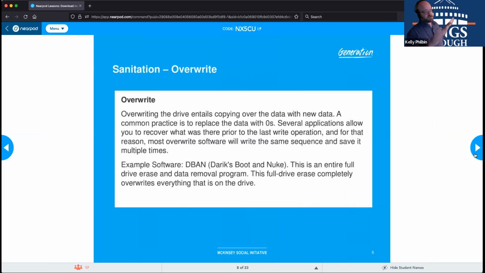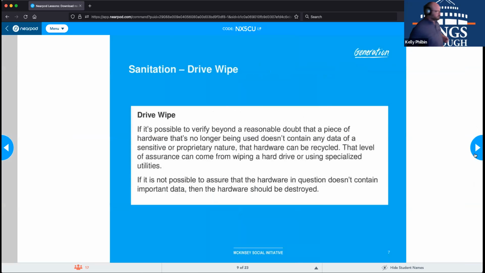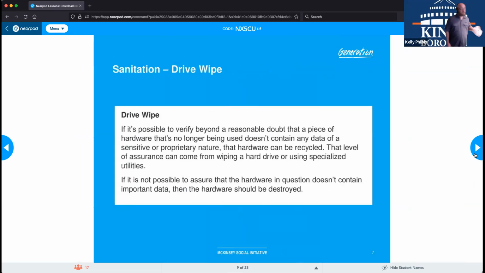Most of the destruction and disposal methods that they talk about revolve around mechanical drives. Another form of sanitation is the drive wipe. If you want to make sure that it's basically completely clean, there are some specialized utilities. I think BleachBit was one of them. It's basically a type of tool that is supposed to get rid of everything and make sure that there is no possible way to recover it.